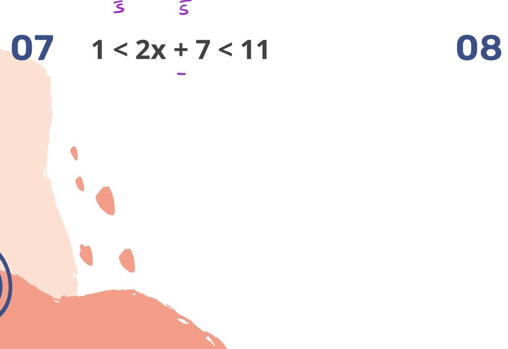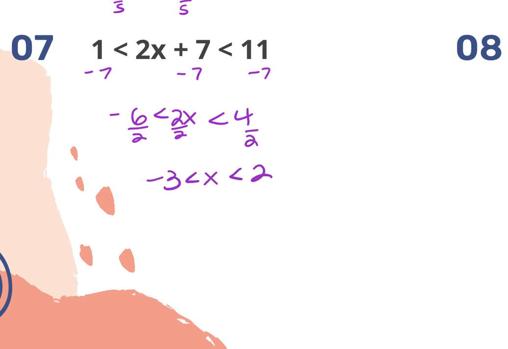For 7, I'm going to subtract the 7 from all three spots. Negative 6 is less than 2x, which is less than 4. Divide by 2. Negative 3 is less than x, which is less than 2. Negative 3, positive 2. This time it's parentheses. Greater than would point to the right. Parenthesis, less than would point to the left. So I shade in between.